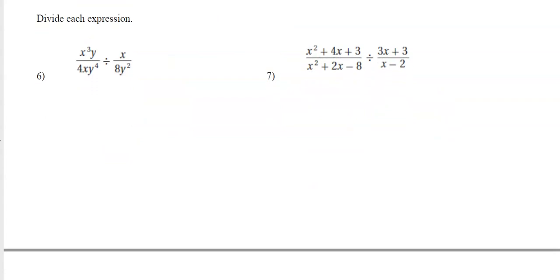Division, remember, on these, you're just going to keep, change, flip. All right, so KCF: keep, change, flip. Technically, we are multiplying by the reciprocal. So the first one is not really a, they're monomials. There's no pluses or minuses in there.